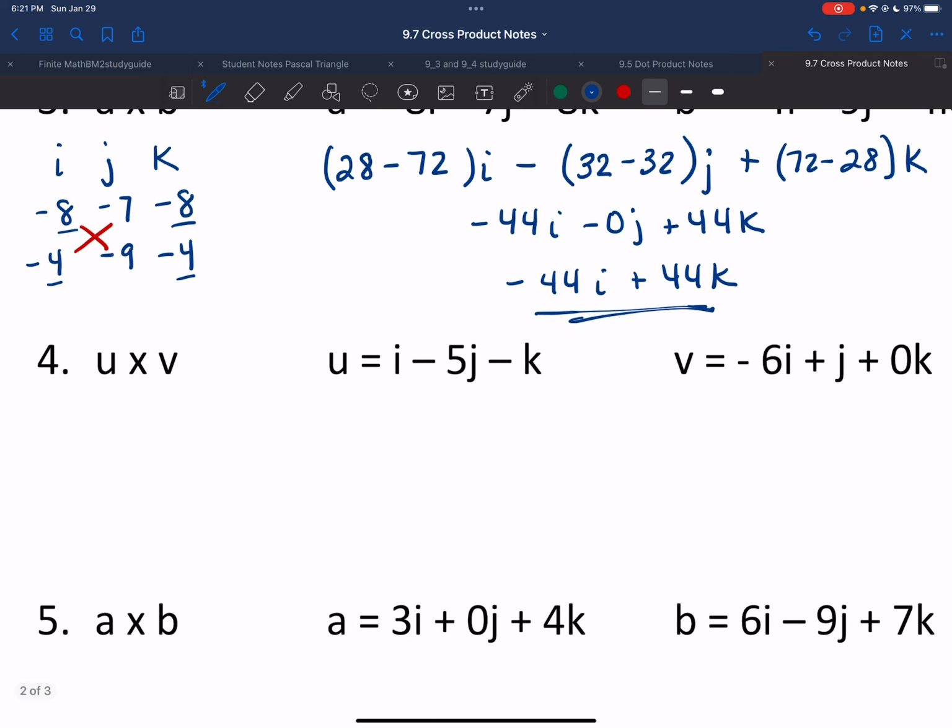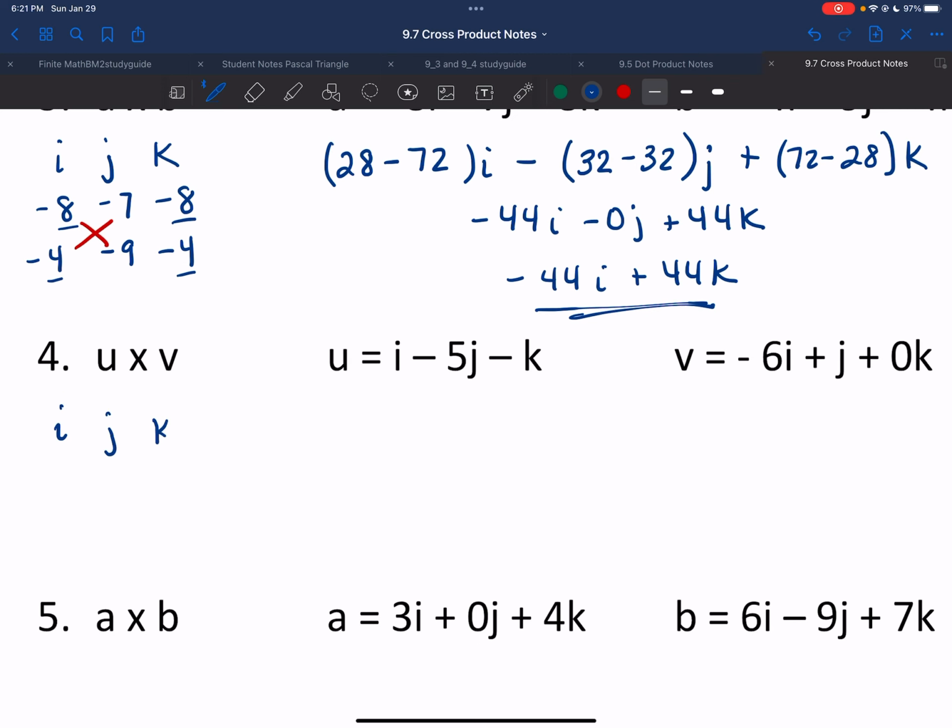Number 4, i, j, k. 1, negative 5, negative 1, negative 6, 1, and 0. That's interesting. Okay, so i minus j plus k. All right, so my first grouping is these two. So I have negative 5 times 0 is going to be 0. 1 times negative 1 is going to be minus 1.